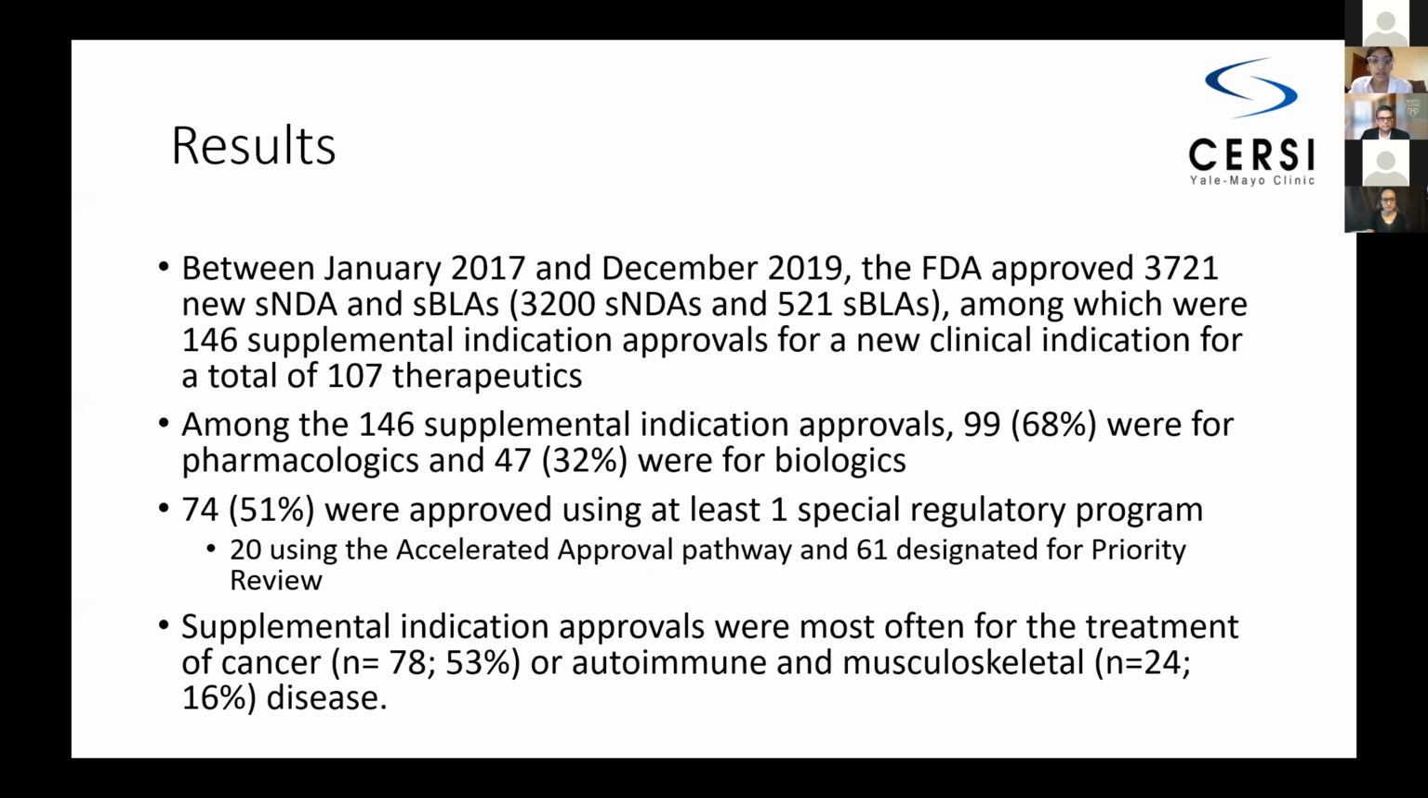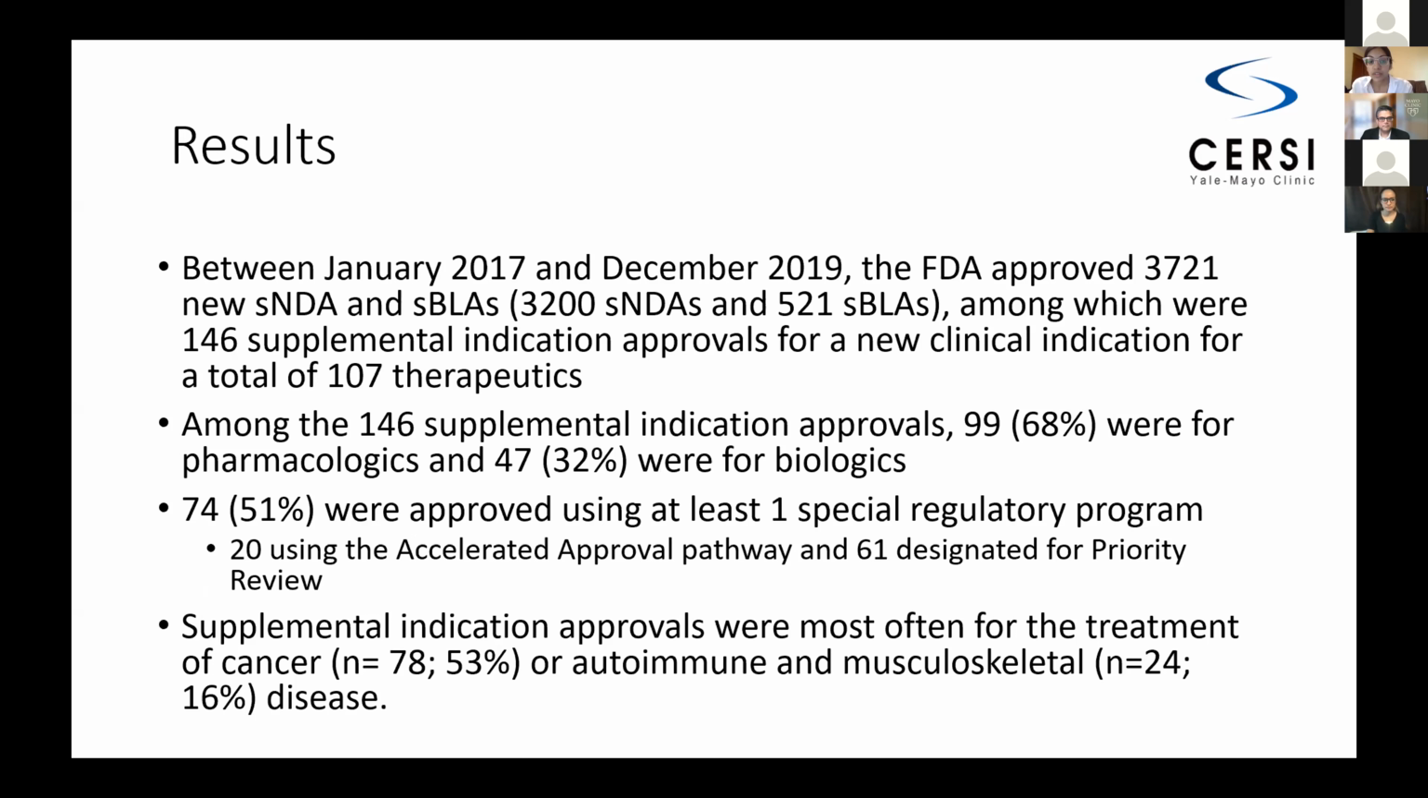Between January 2017 and December 2019, the FDA approved 3,721 new SNDAs and SBLAs. 3,200 were SNDAs and 521 were SBLAs, among which were 146 supplemental indication approvals for a new clinical indication for a total of 107 therapeutics. Among these 146 supplemental indication approvals, 99 were for pharmacologic drugs and 47 were for biologics.